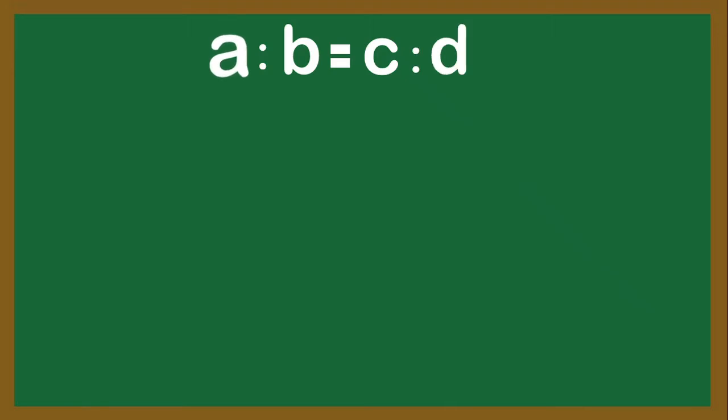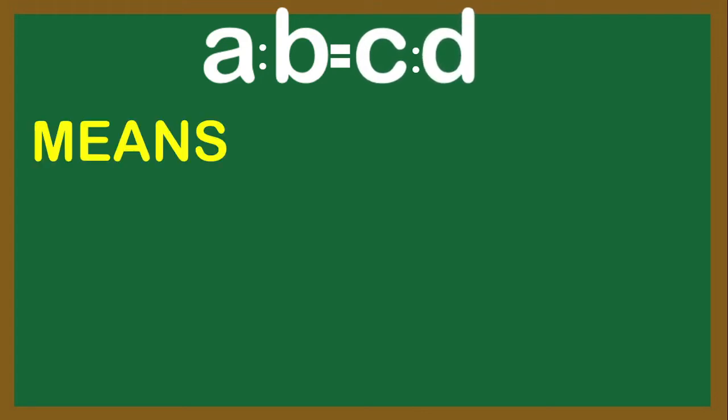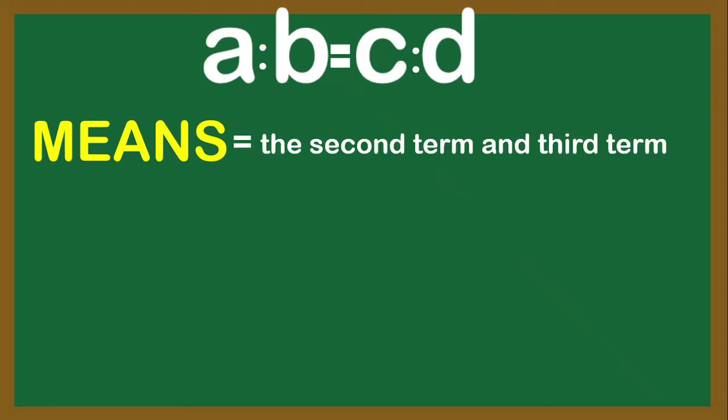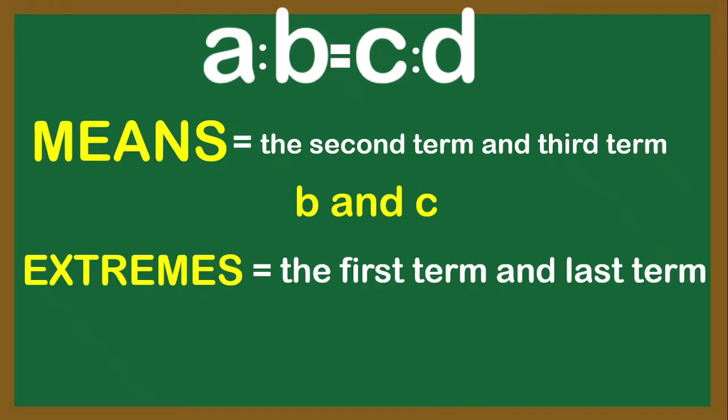Now let us have the standard form of a proportion. Let's say A is to B equals C is to D. A is the first term, B is the second term, C the third term, and D the last term. The means include the second term and the third term, which is B and C. While the extremes include the first term and the last term, which is A and D.